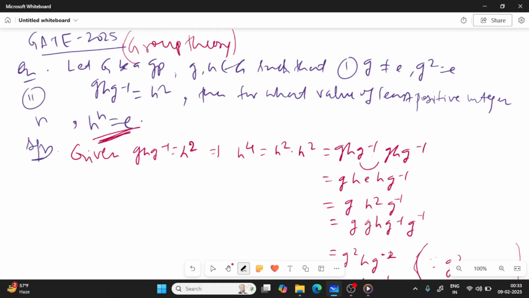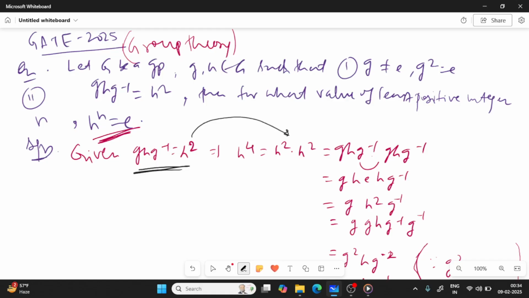So this has been asked. Using the given information, we have written g inverse equals h squared. With the help of this, I am trying to find the value of h to the power 4. It is nothing but h squared into h squared. We substitute the value of h squared from here, so we shall get g h g inverse, g h g inverse.